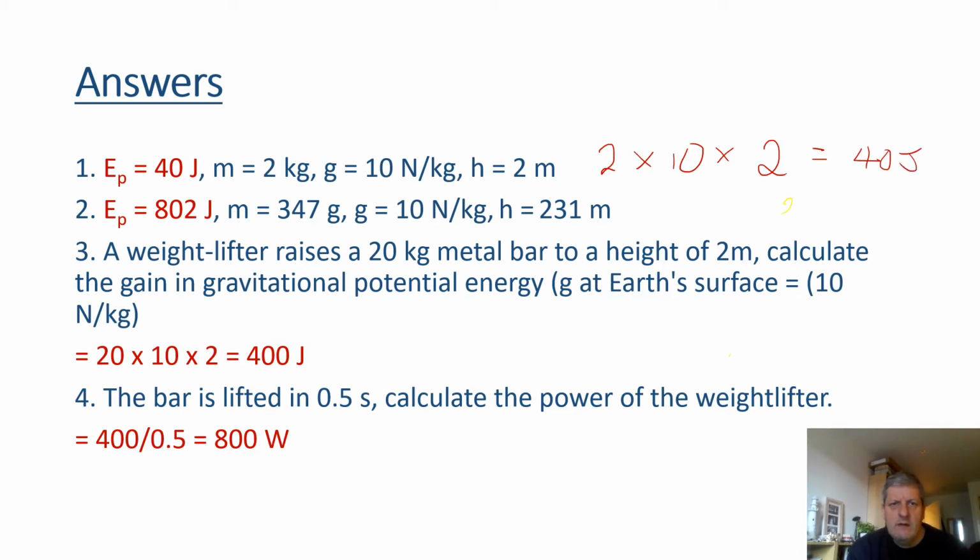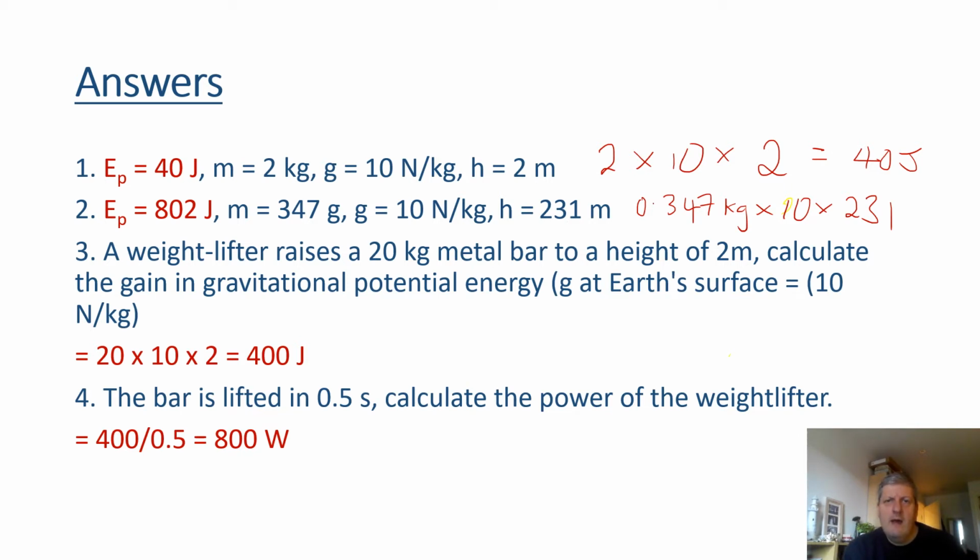For the second one, just be aware that we need to convert the mass into kilograms. So 347 grams is 0.347 kilograms, times 10, times 231, gives us our answer of 802 joules.